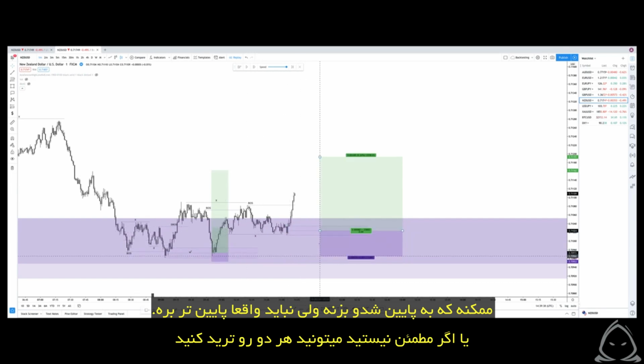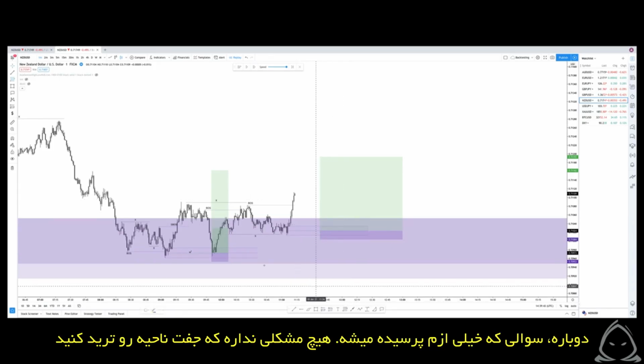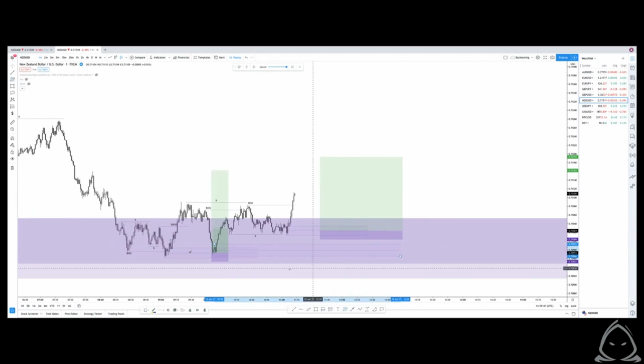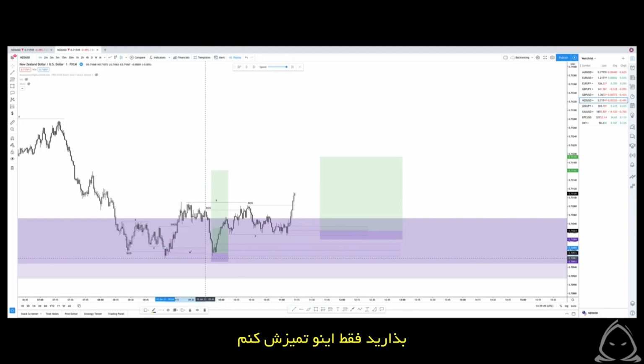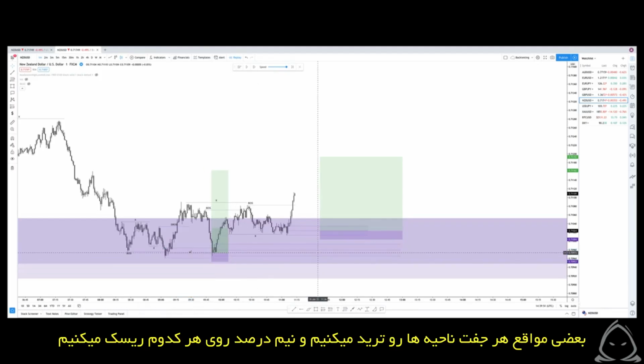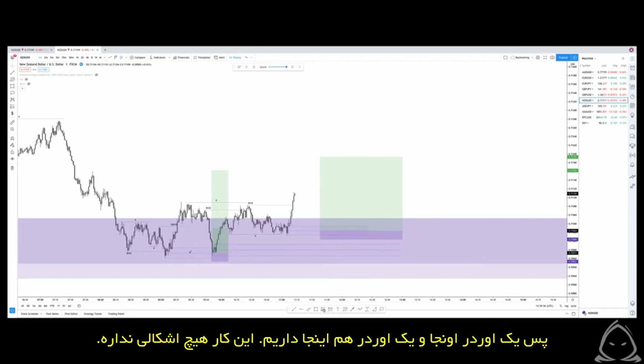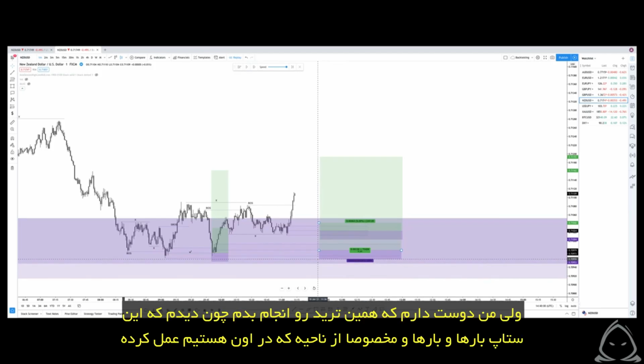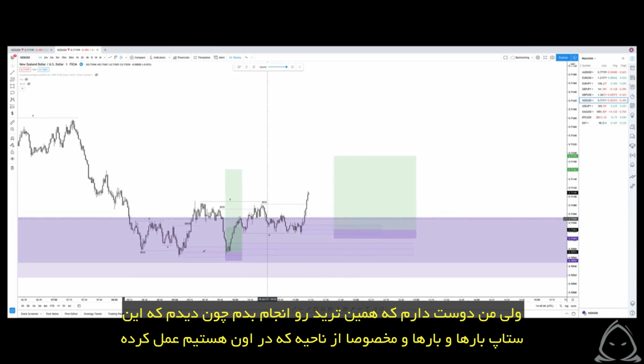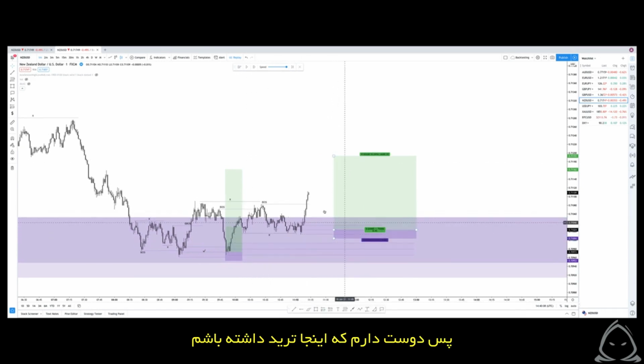Or if you're not sure and you would trade off of both, again, a question I get asked a lot, there's nothing wrong with taking both areas. Let me just tidy this up a bit. There's nothing wrong with taking both areas and putting half risk on both. So you have an order there, and then obviously you'd have an order here. There's absolutely nothing wrong with that at all. But for me, I'm happy to take this because I've seen this play out a lot of times, especially from the area that we're in. So I'm more than happy to take this trade from here.